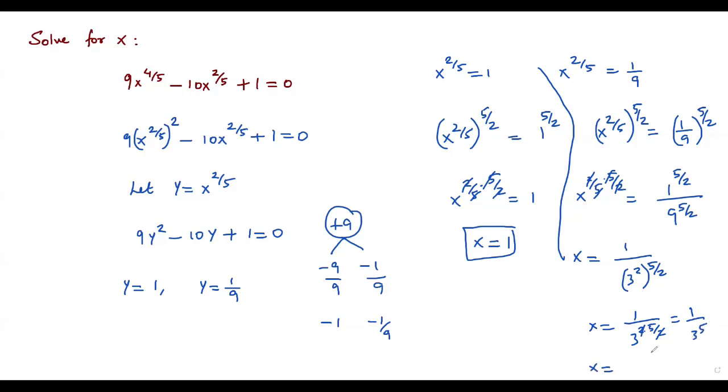Then I'm getting x equals, when I evaluate this 3 to the fifth power, its value is 243, that is 1 over 243. Okay, so when I solve the given equation over here, I'm getting two values for x. One is x equals 1 and the other one is x equals 1 over 243.